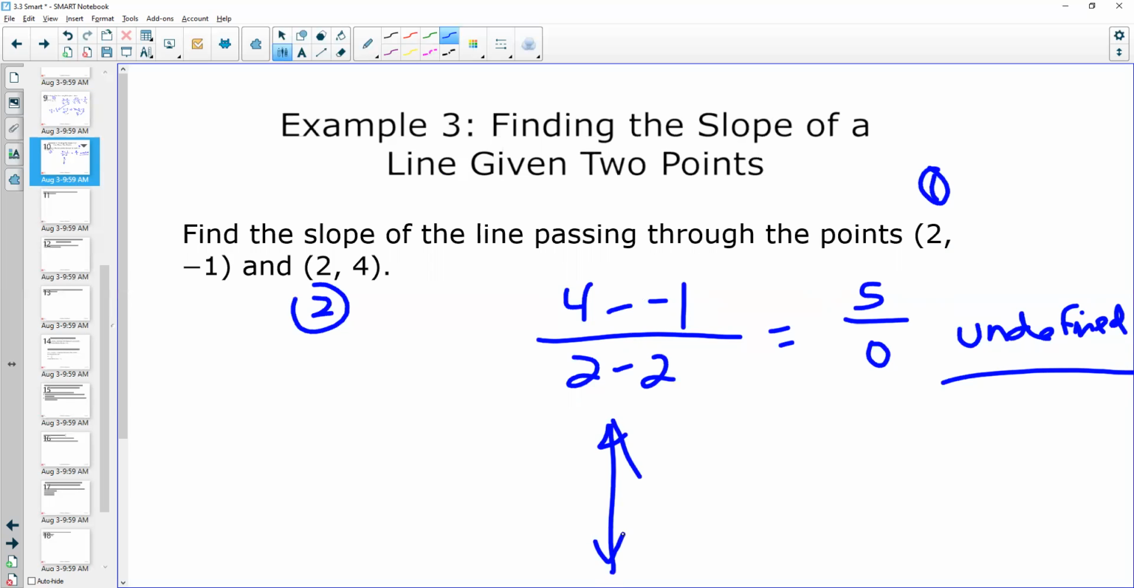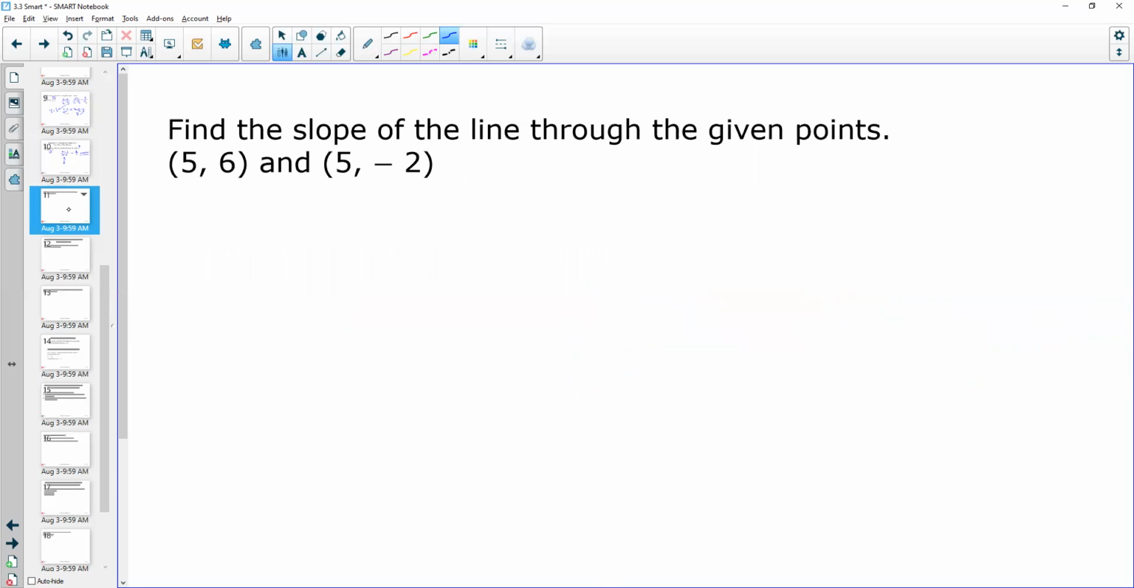This is some line like x equals 3. So x is 3 for every y. It's a vertical line. A vertical line doesn't have a slope, right? It's just got rise. It has no run.